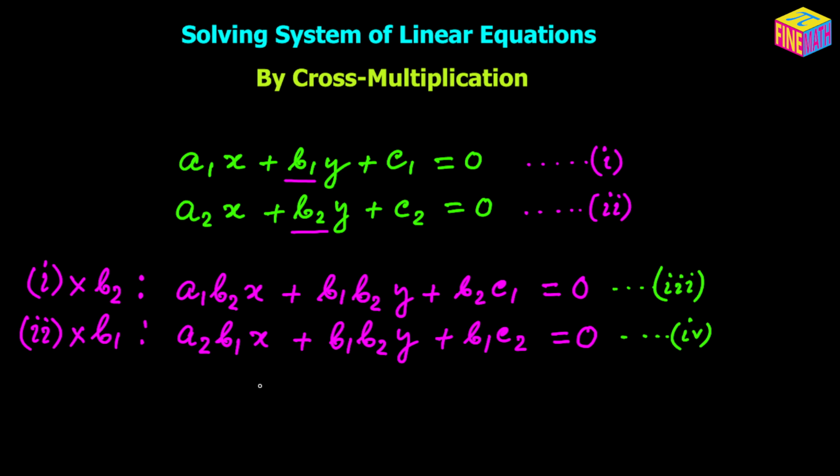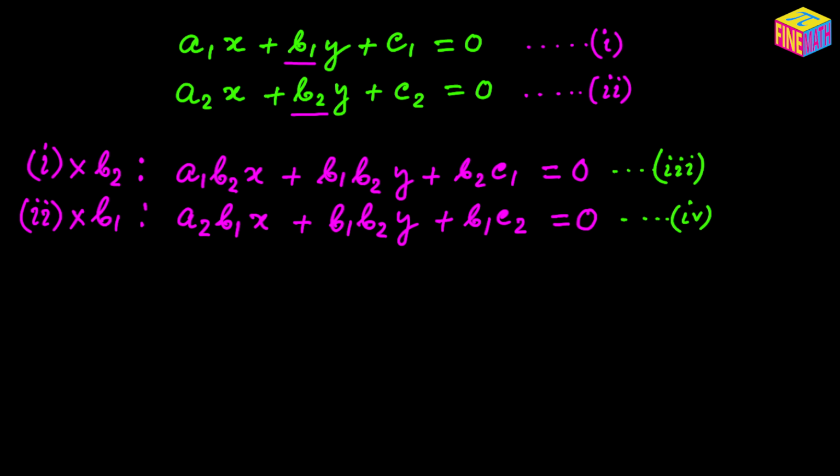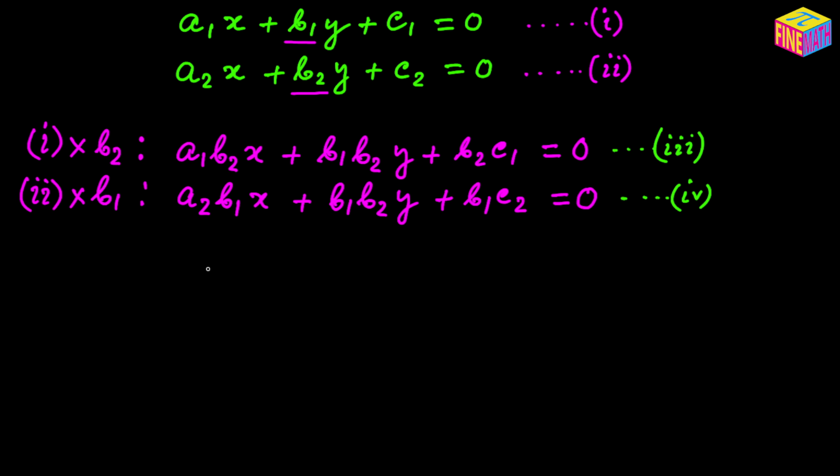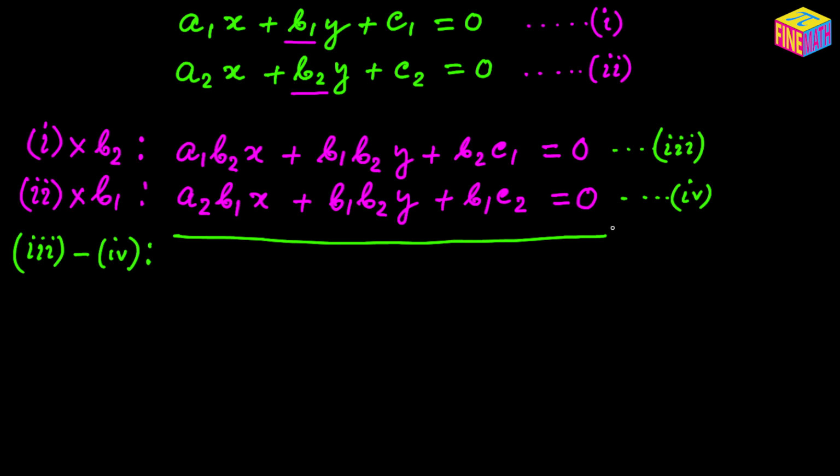From here we are going to subtract equation number 4 from equation number 3. Let me scroll down a little bit. Our operation here is equation number 3 minus equation number 4. Let's do the subtraction and see what happens. If we do the subtraction, we'll see that the y terms will disappear. It will vanish actually, right?